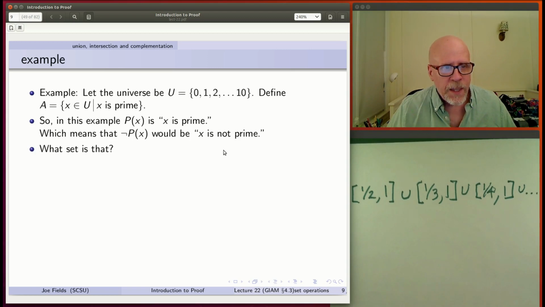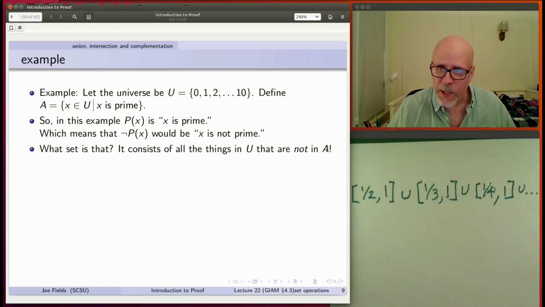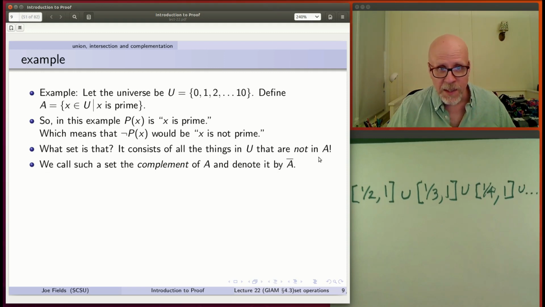Okay. Well, what set is that? What things in our universe are not primes? It's all the things that are not in the original A we talked about. Not A was the set of primes between 0 and 10. Pick everything in 0 through 10 that's not in there, and that's called the complement. You've probably run into that before.